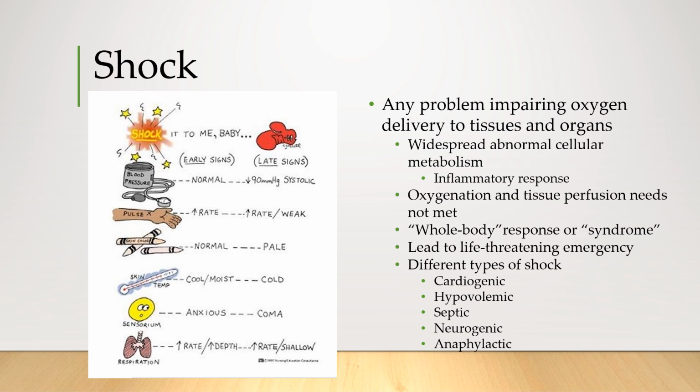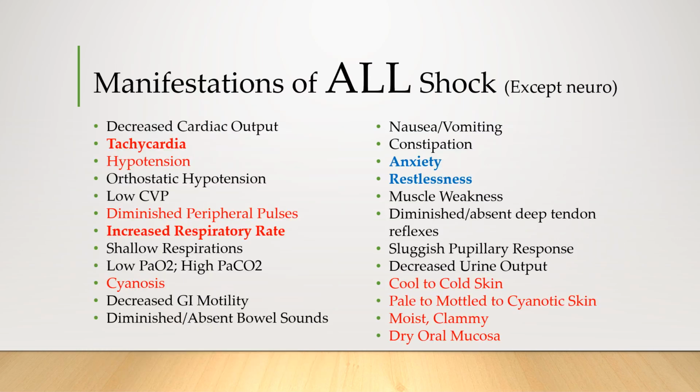So this is just a breakdown of it to help you out a little bit more. As you can see, these are the manifestations of all the different shocks. They are pretty much the same, except for neuro. In neurogenic shock, the heart rate goes down. Everything else, the heart rate goes up.